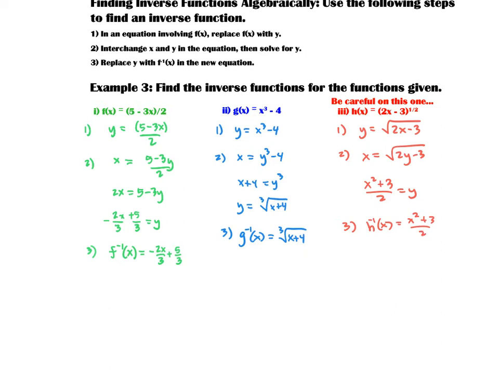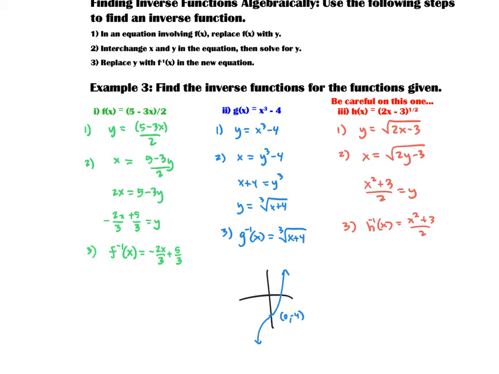Now, graphically, for number 1, the original function was a line, which would pass both the vertical and horizontal line test. So the inverse would also be a line and would pass both the vertical and horizontal line test. Okay, number 2, this is a cubic, which would, in this case, pass the vertical and horizontal line test. It's going to look kind of like this. Okay, here's -4. This is the point 0, -4. Therefore, that would pass the horizontal line test. Therefore, its inverse would pass the vertical line test.